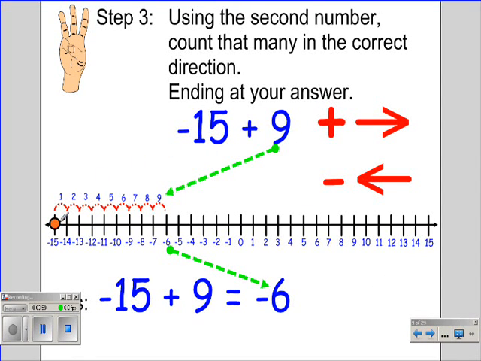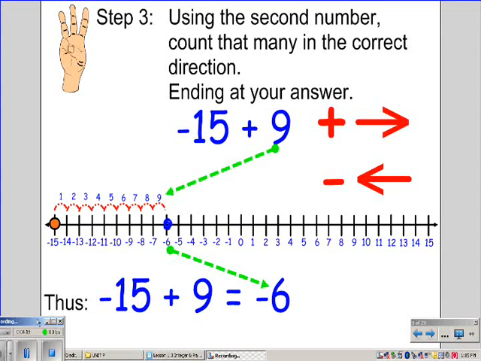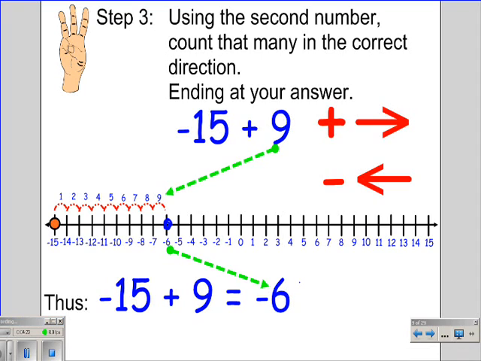So going back to step 1, start at the first number, negative 15. The plus sign tells me to move to the right. How many? 9. So I move over 9 spots, and I end up here at negative 6. Therefore, the answer: negative 15 plus 9 is equal to negative 6. I typically put a box, circle, or highlight my solution. That's a good habit to start getting into.